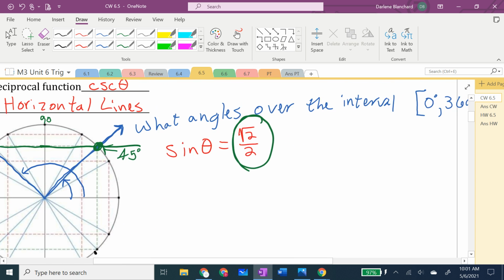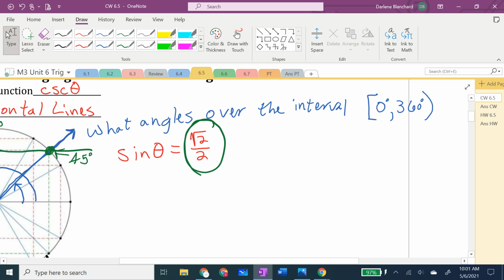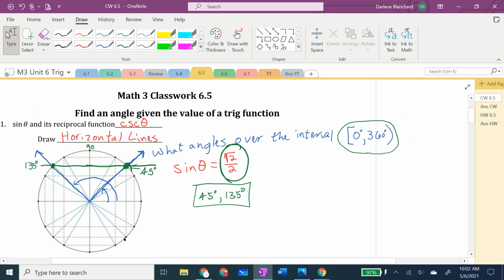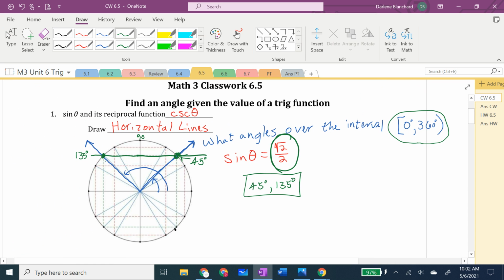And so what angles over this interval solve this equation? And that would be 45 degrees and 135 degrees. And right now, I just want you to find angles between 0 and 360, because this is what's going to later allow you to find any angle you so desire. But first, you want to see the fact that you're getting two separate spots on this circle.